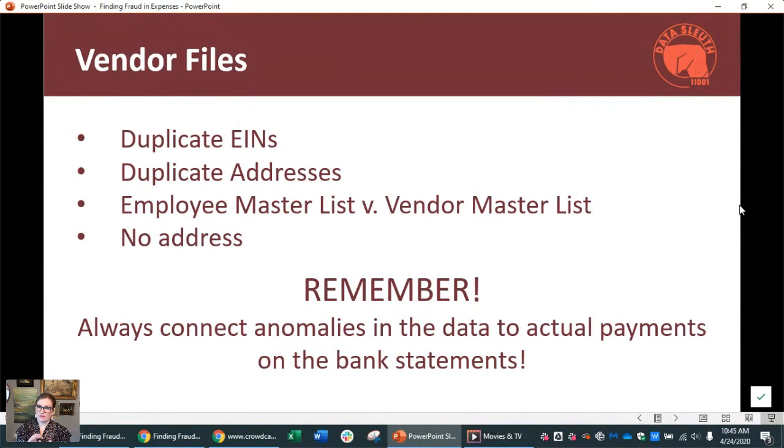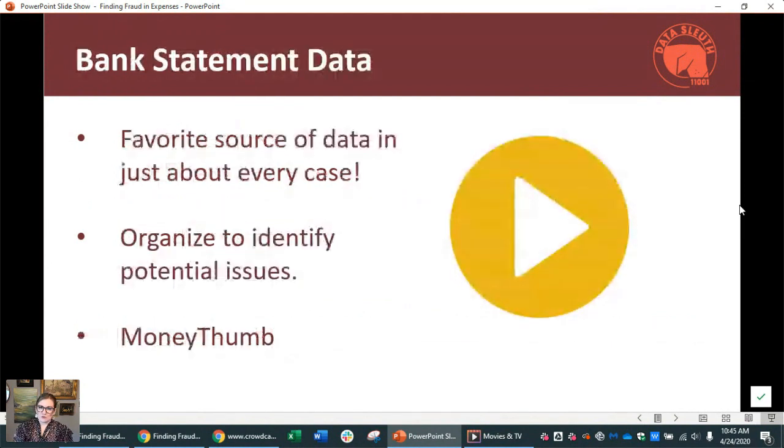But the point I want to make, whenever we're looking for ghost employees or looking in vendor files, is that we want to connect the anomalies in the data to actual payments on the bank statements. Just because we have an anomaly in the vendor file doesn't mean that cash has been stolen. We have to show how that connects to cash. And usually you're going to find that on the bank statement. So if you haven't noticed by now, bank statements are my favorite source of data. I'm going to show you an example of how to organize a bank statement to identify some potential issues.